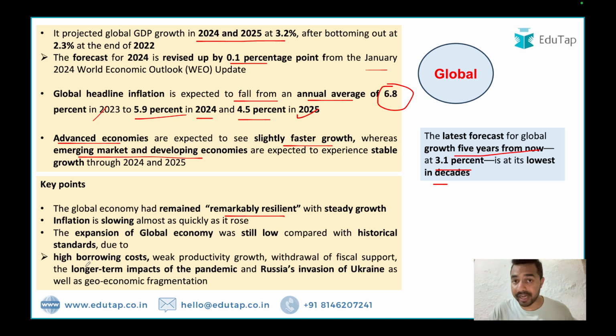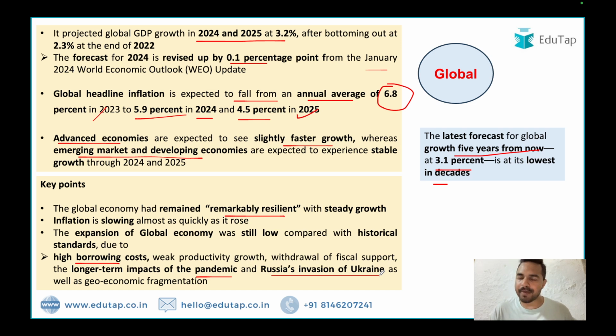And what was the reason behind that? The reason behind that is the high borrowing cost. Borrowing cost was really high. There was the withdrawal of fiscal support. There was a long-term impact of the COVID-19 pandemic, and we all know that the war between Russia and Ukraine has also caused an impact on the global economy, and that is also the reason why this growth in the global economy is a little slower as compared to the historical standards.